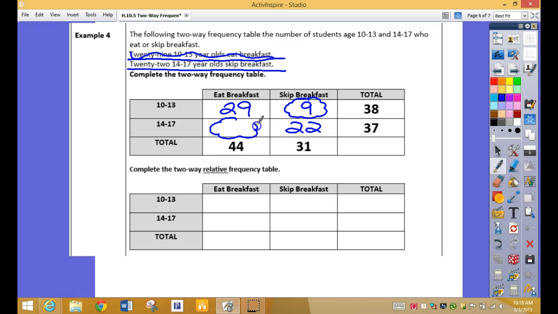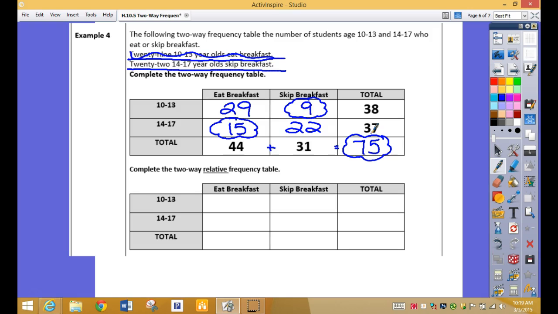How do I find this one? Yep, I could take 37 minus 22 or 44 minus 29. I should get the same answer. Check it both ways. What do you get? No matter which way you do it, you get 15. All right, so adding them up across, what's 44 plus 31? 75 is the total number of students that were surveyed.